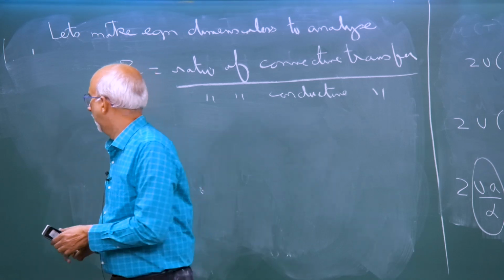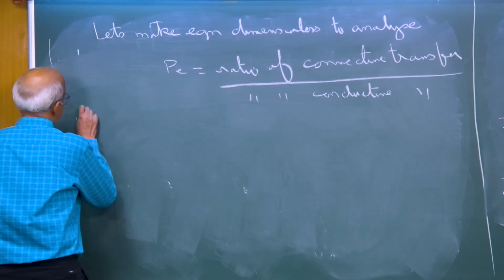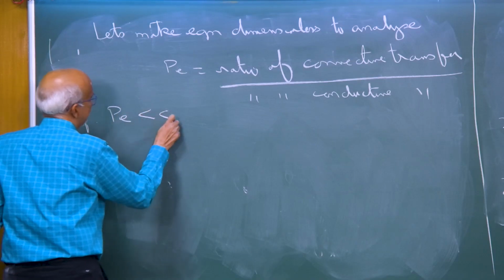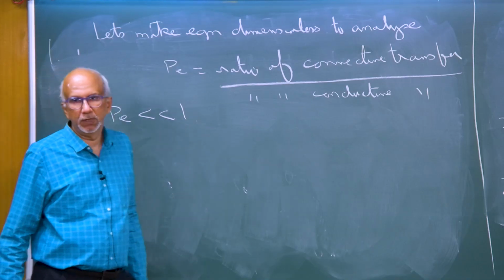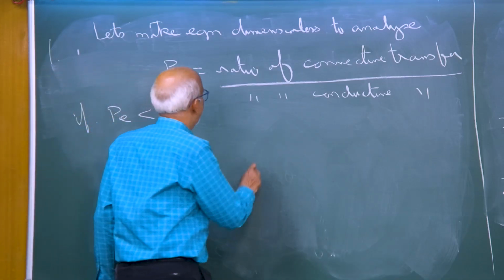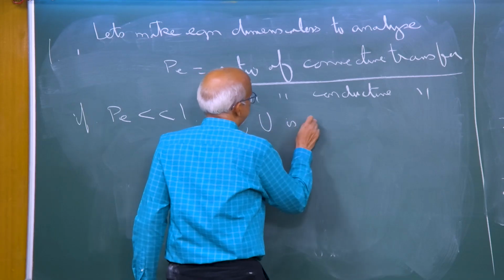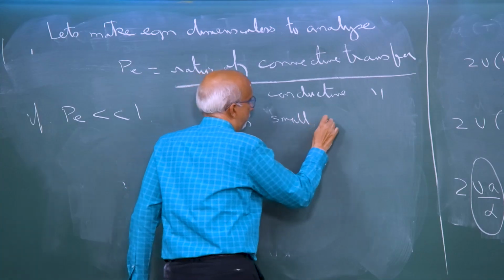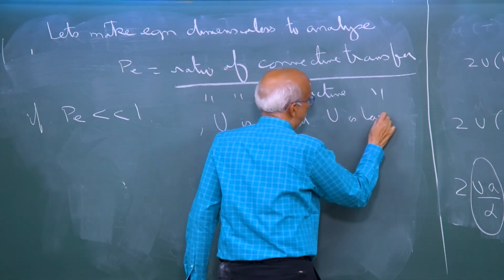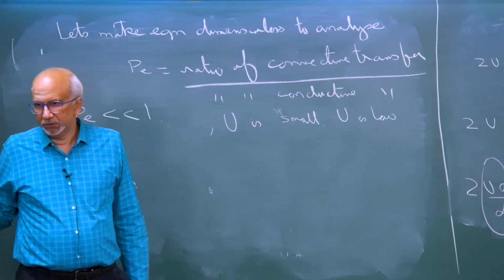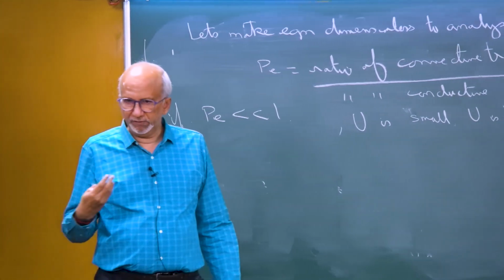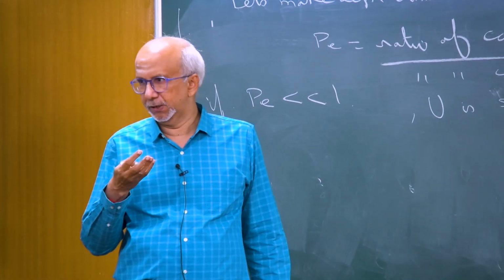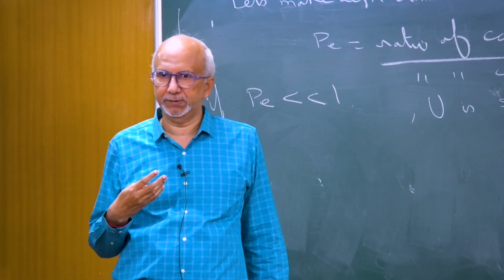So you want to make simplifications. For example, if Peclet number is very much less than 1, very small, what does this mean? U is small, u is low. That means flow is very slow, the convective transport is very small, conductive transport is high. So I can neglect the left hand side.